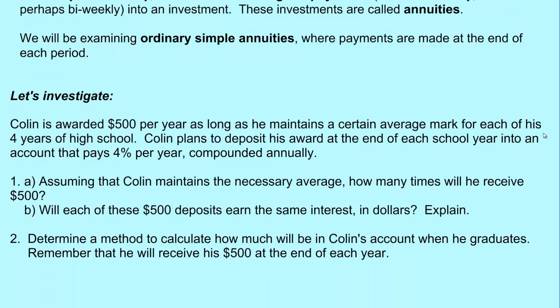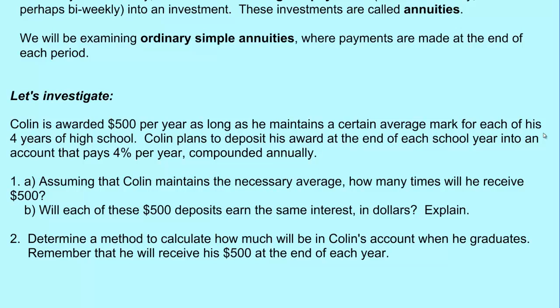Colin is awarded $500 per year as long as he maintains a certain average mark for each of his 4 years of high school. He plans to deposit this award at the end of each school year into an account that pays 4% per year compounded annually. So here are the questions we want to answer. Assuming that Colin maintains the necessary average, how many times will he receive this $500? And will each of these $500 deposits earn the same interest in dollars? So we're going to see if we can explain the answers to those.